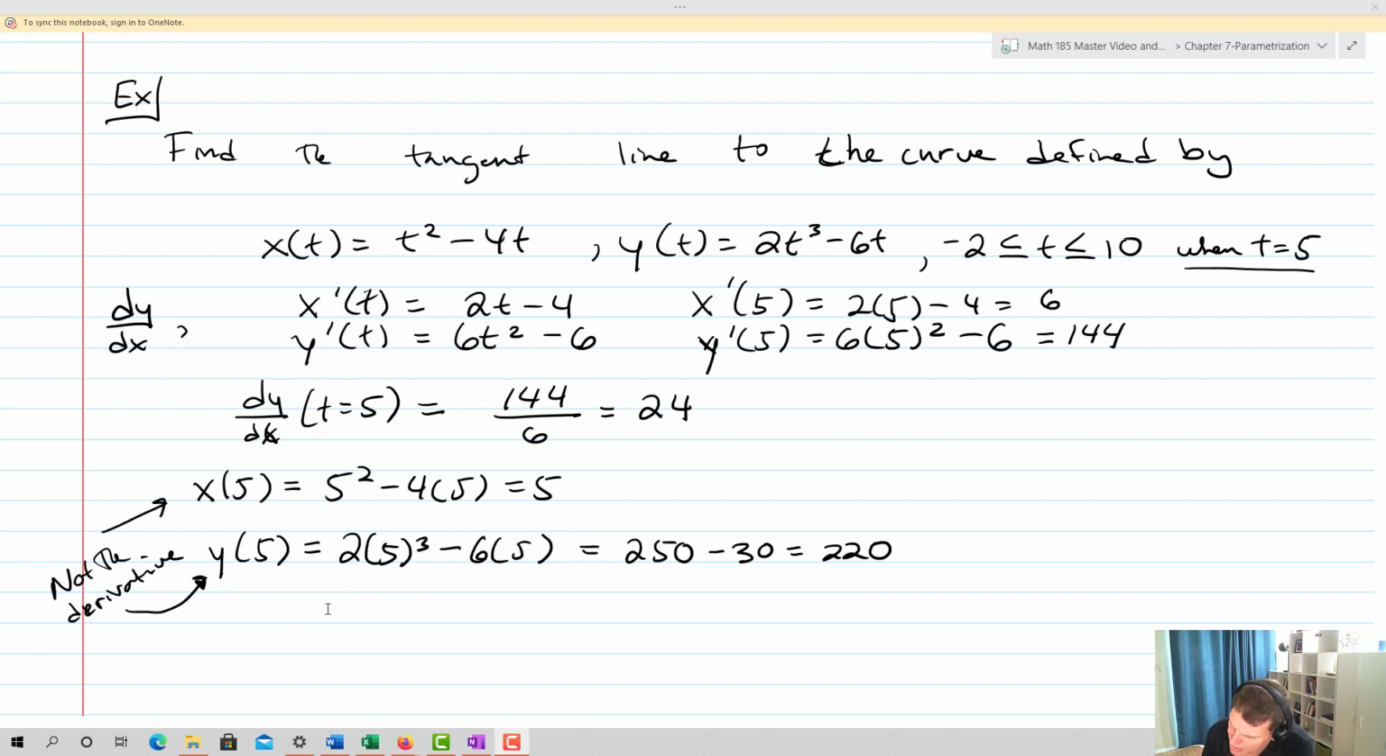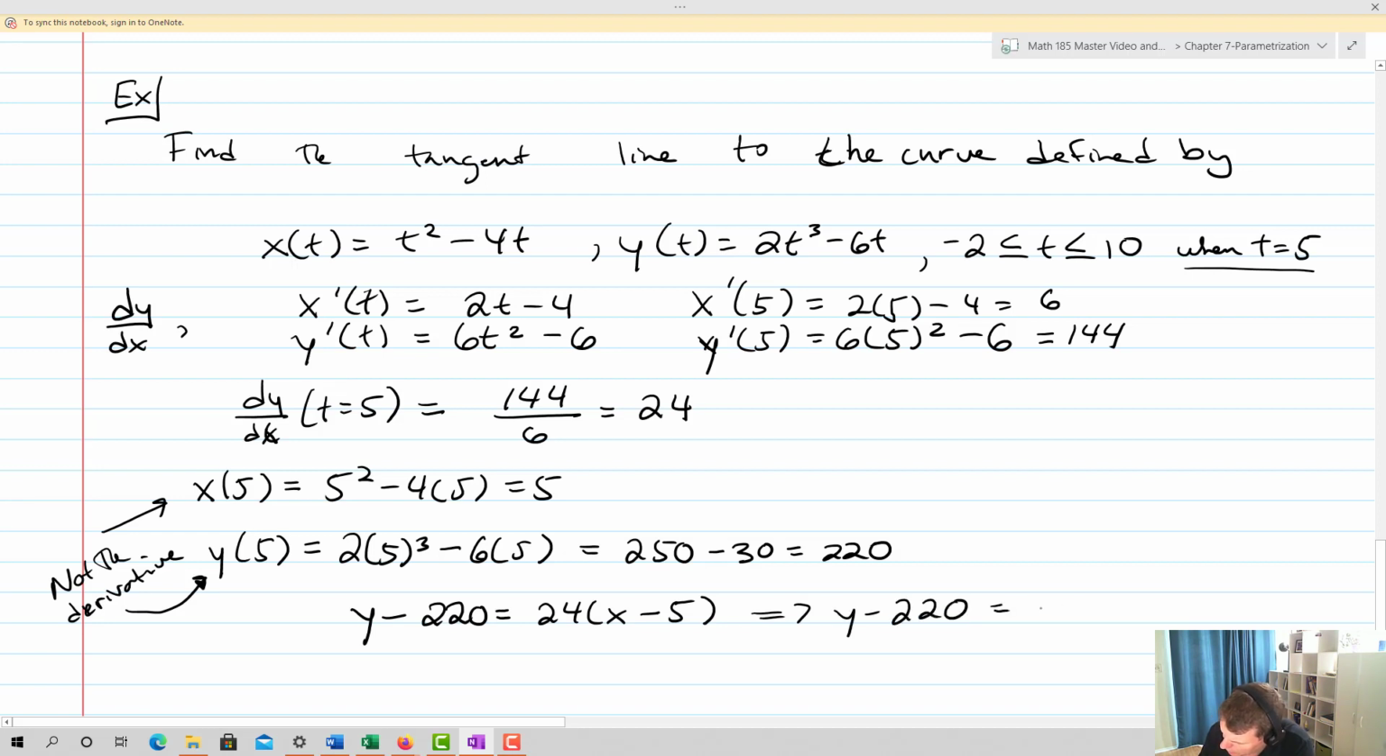So what that means is that the equation for my tangent line is going to be y minus 220 equals 24 times x minus 5. Okay? If we simplify this, this will give me y minus 220 equals 24x minus 120. And so that'll end up giving me then, when I add 220 to both sides, y equals 24x plus 100.